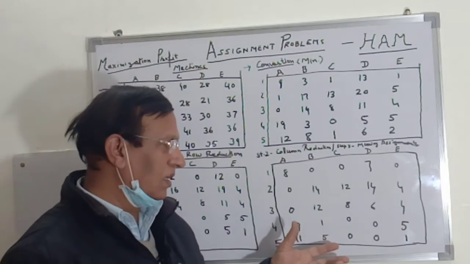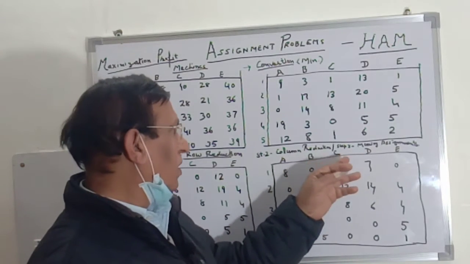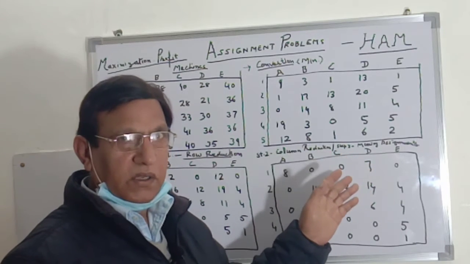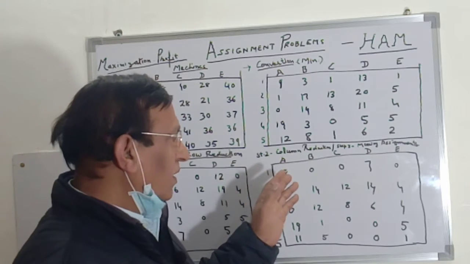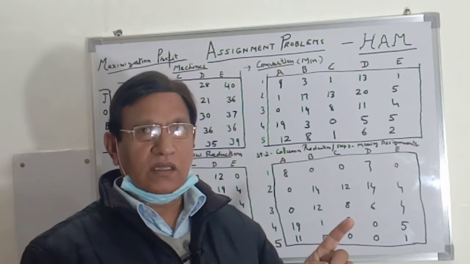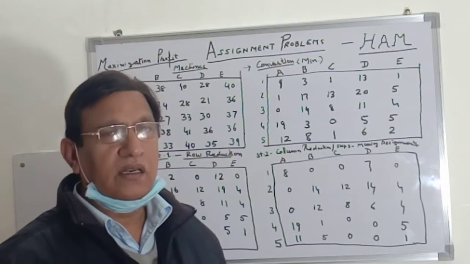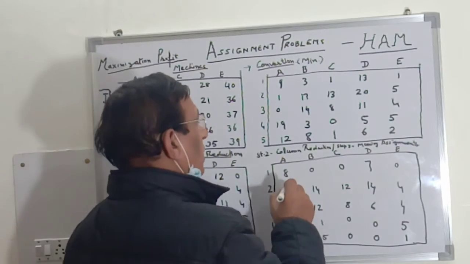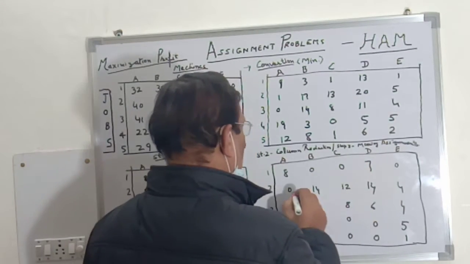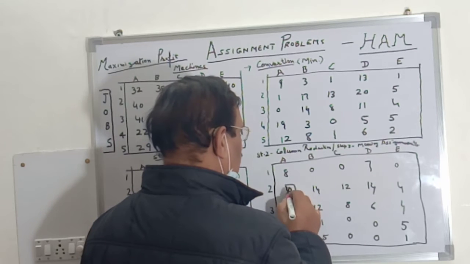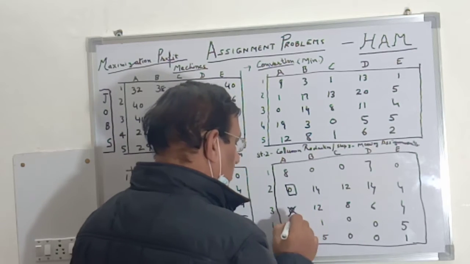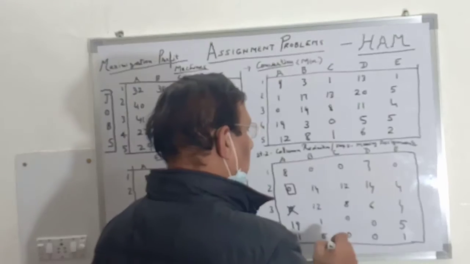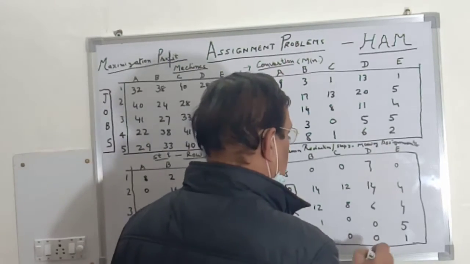After column reduction, you have to go for making assignments. Same technique, let me repeat. Find the row in which there is a single 0. Mark that 0 as an assignment and cross all other zeros in that column. So first row, 3 zeros. Second row, 1 zero is there. Mark that 0 as an assignment and cross other zeros in that column. Third row, no 0. Fourth row, 2 zeros. Fifth row, again 2 zeros.